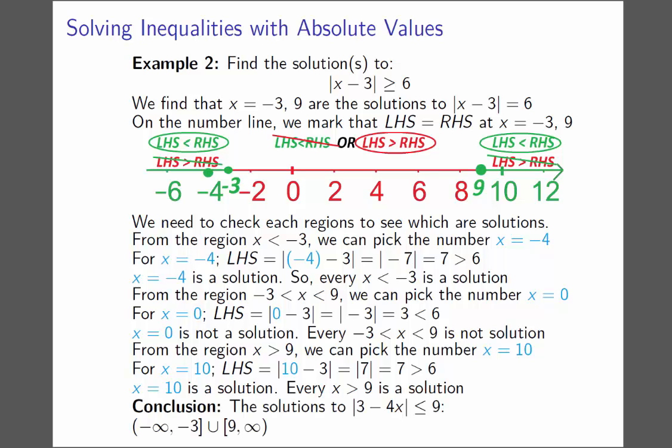So we can conclude that the solutions to the absolute value of x minus 3 being greater than or equal to 6 are all the values of x from negative infinity up to negative 3 and the values of x from 9 off to infinity. It is written below in interval notation, which is what WebWork will expect.